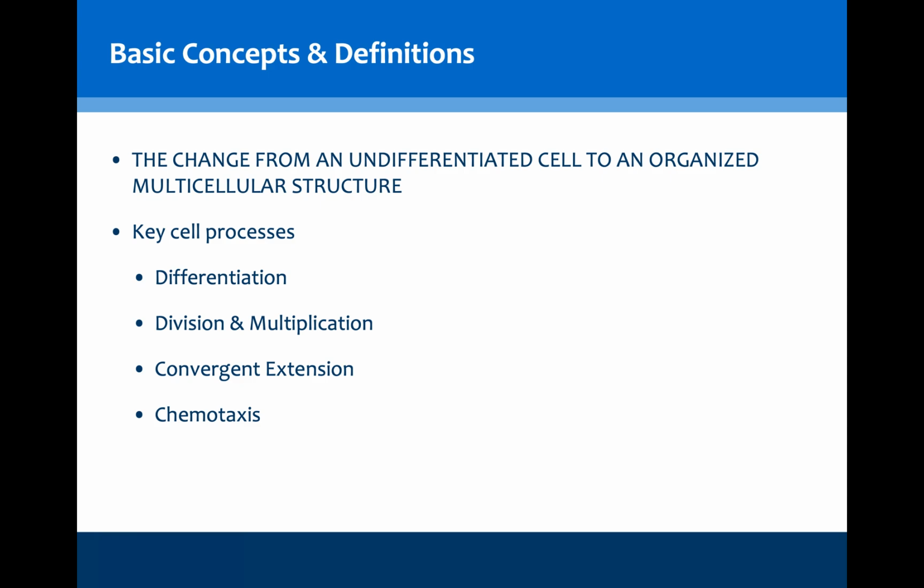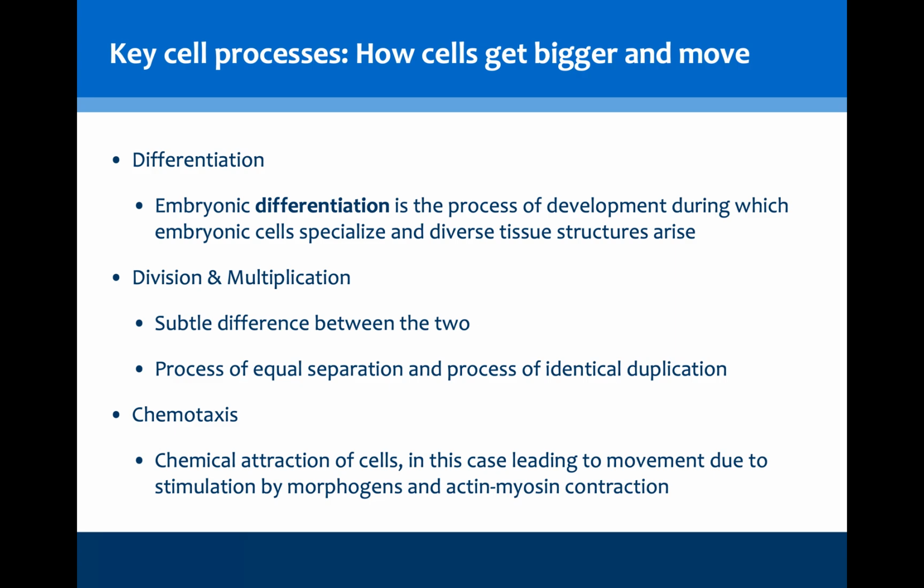To understand embryology, you have to understand that the core concept underlying the whole science is that it's the change from an undifferentiated cell to an organized multicellular structure. And to be able to understand some of the processes that we're going to discuss and the migration of cells and the development of complex structures, you have to appreciate these four processes. The first is obvious, it's differentiation. It's a process of development where an embryonic cell specializes and from that diverse tissue structures arise.